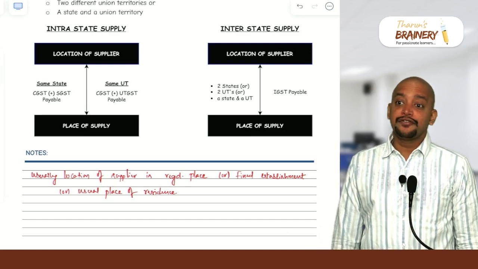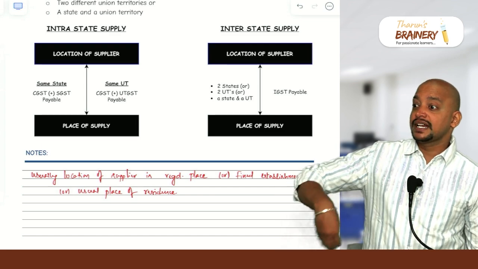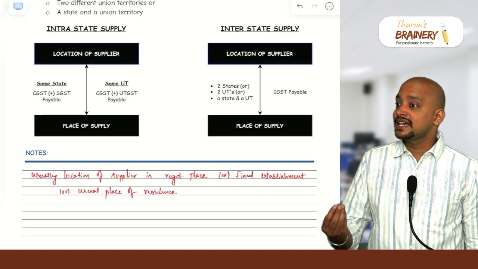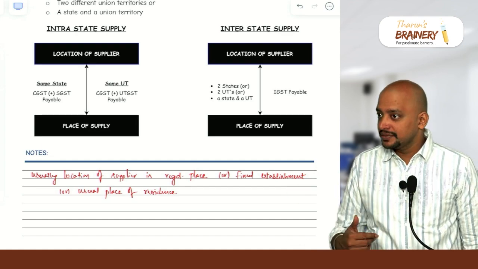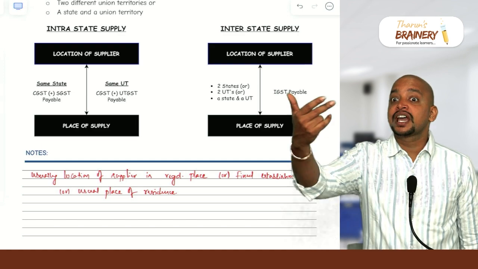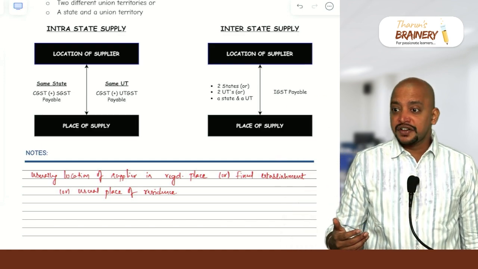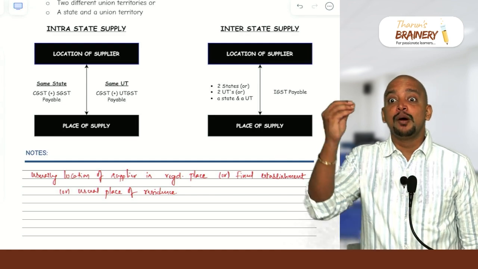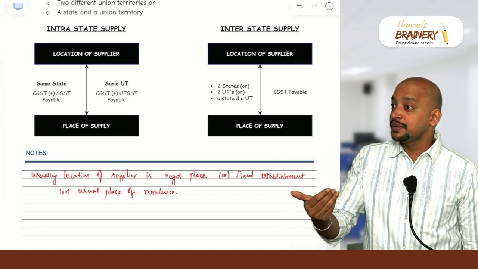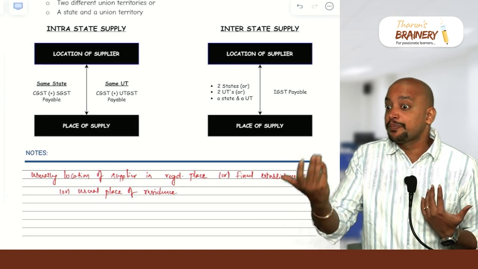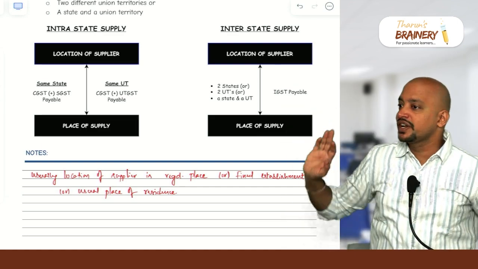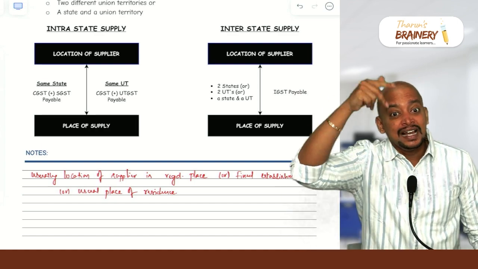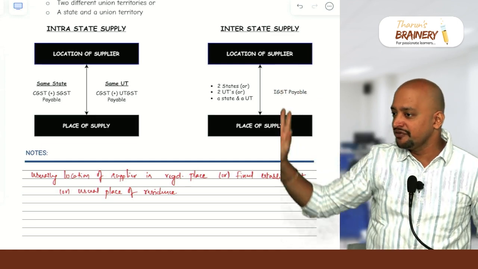Again, that is a very big chapter. We have one separate chapter on this place of supply. Depending upon the transaction, the place of supply will differ. Sometimes it will be the location of recipient, sometimes the location of supplier, sometimes the location where the immovable property is situated, sometimes the location where services are performed. For each transaction, the place of supply will differ, which we will learn again in future.